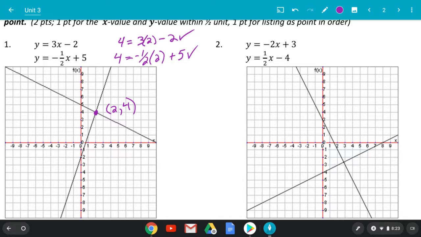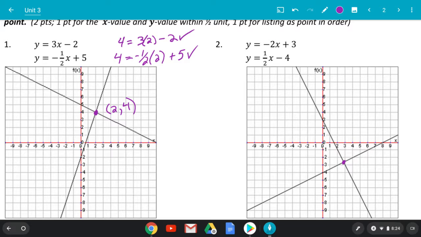So looking at number 2, what is my solution to number 2, Brinley? Okay. I'd say it's 3 and then 2.5. Right there. 3 and 2.5. I'll agree with her. That one doesn't cross on the lattice point, does it? So this is an example of why solving systems by graphing is your most inaccurate method when we're doing it by hand.